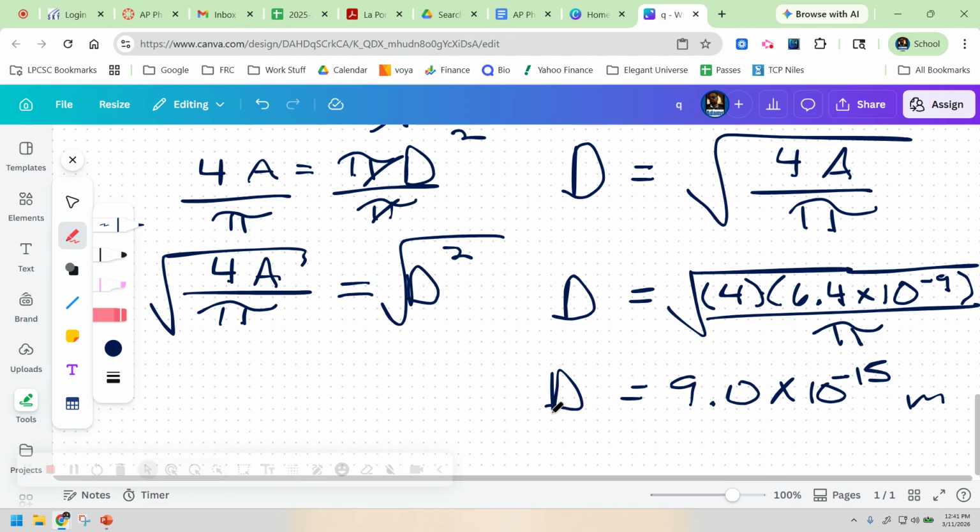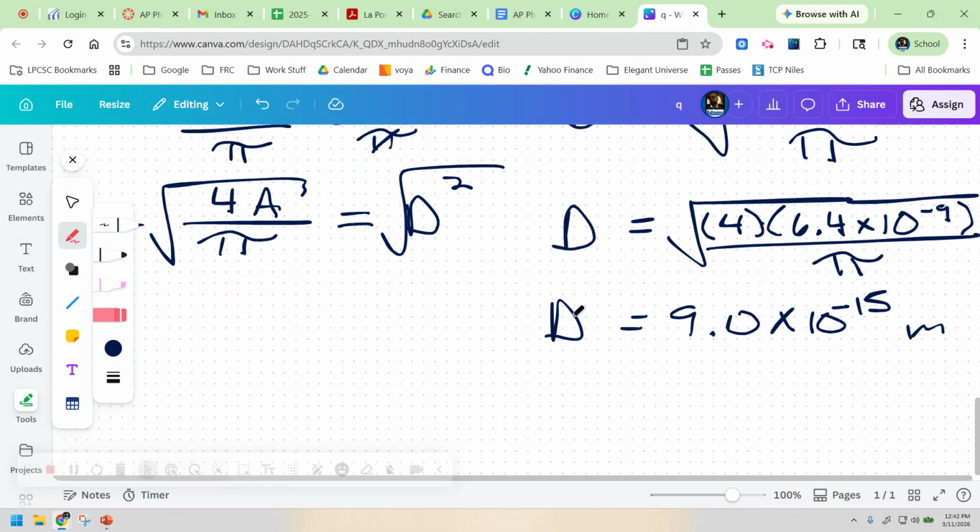So that's a very small diameter. It's a very small diameter. Okay, so this is a very thin filament, right? So it's 10 to the negative 15, so it's a very tiny filament. Okay, and that's basically how you could use that.